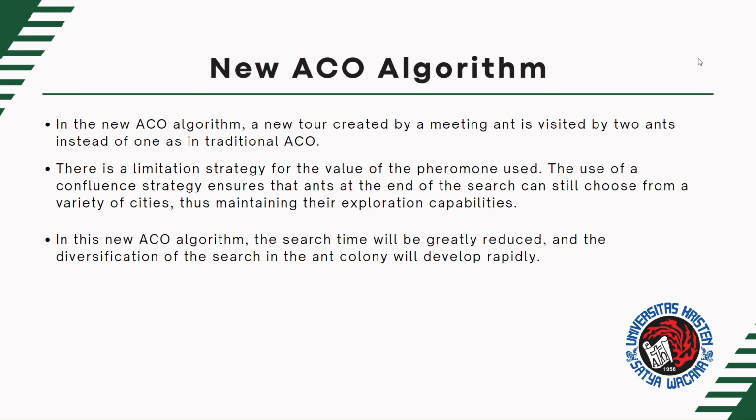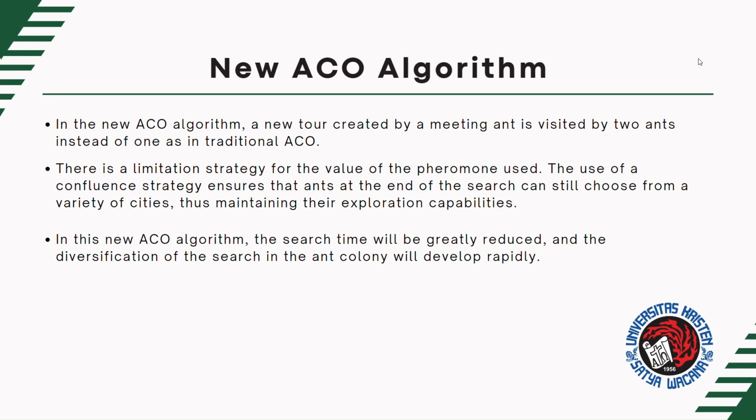In this new ACO algorithm, a new tour created by each ant is visited by two ants instead of one, as in traditional ACO. There is a limitation strategy for the value of the pheromone used. The use of a confluence strategy ensures that ants at the end of the search can still choose from a variety of cities, thus maintaining their exploration capability.